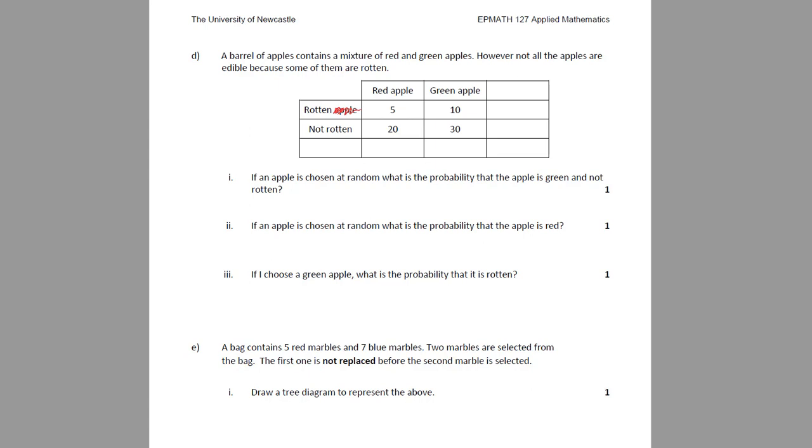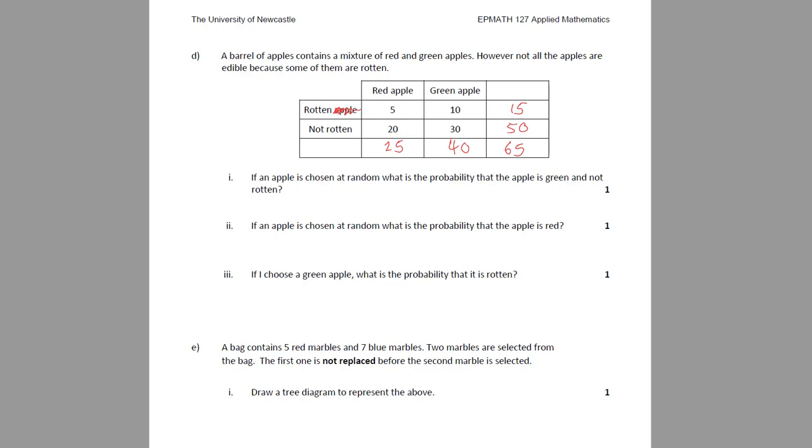Okay, there's room for some column totals. Let's do it. We're probably going to need them in a sec. 5 and 20 is 25. 10 and 30 is 40. 5 and 10 is 15. 20 and 30 is 50. My row adds to 65. My column adds to 65.